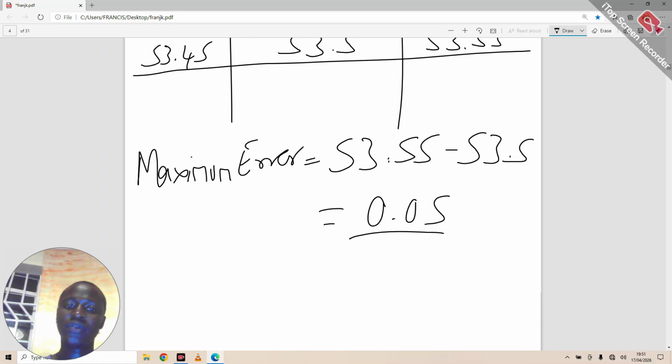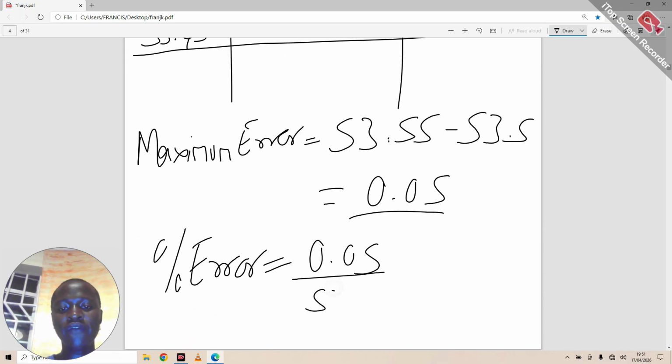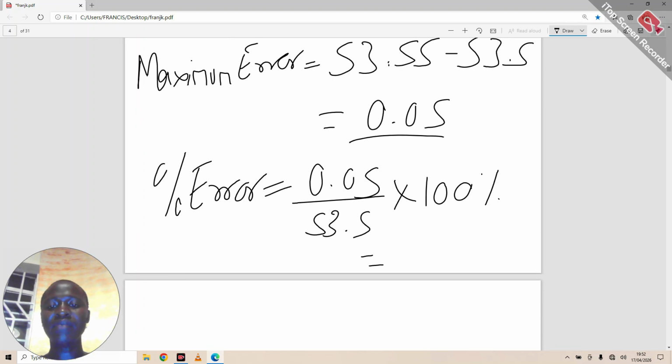Okay, so we have this as our maximum error. To get the maximum percentage error, we shall have to get our relative error, which is also the same as fractional error. So it is 0.05 divided by the actual, which is 53.5. This one alone is giving us the relative error. But now when we multiply by 100%, we are getting the maximum percentage error. So 0.05 divided by 53.5, you multiply by 100.